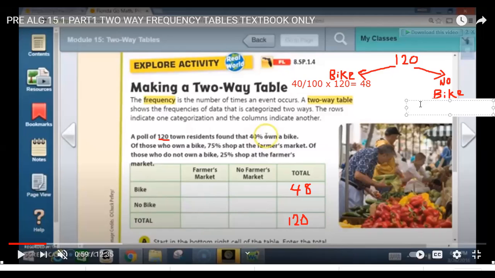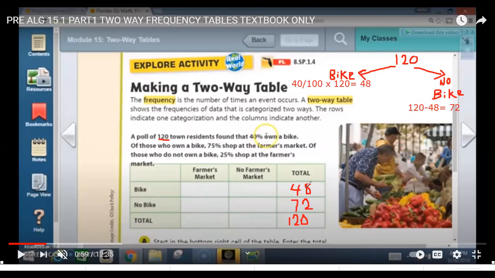Multiply 60%. We can calculate 60% of 120, or we can make 120 minus how many? 48. So it will be 72. Where do we have to put it? In the total. 48, then 72. Okay, thank you, Akinzi. 48 and then 72.